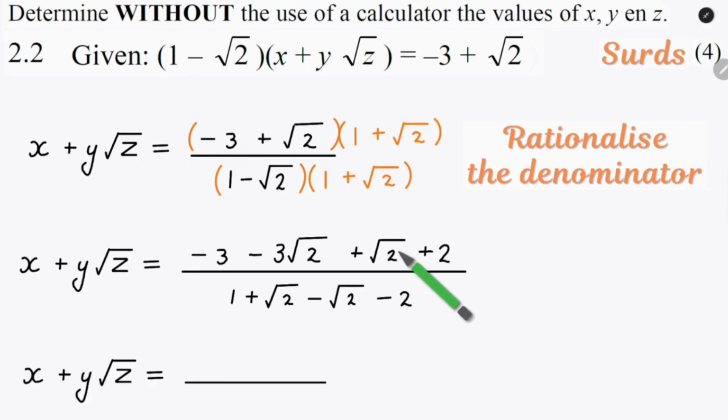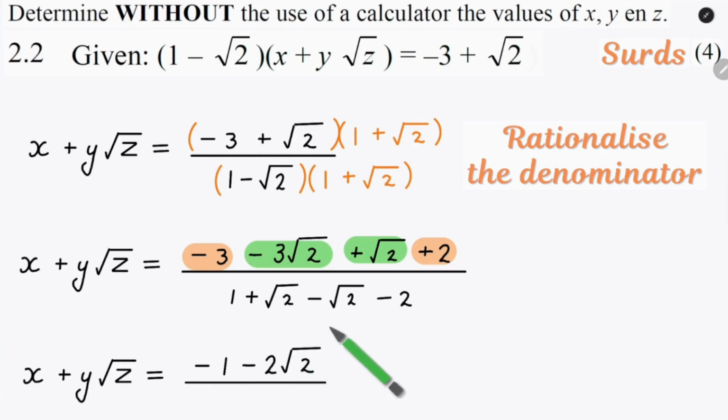So at the top, I see two like terms, that positive 2 and this negative 3. So minus 3 plus 2 will give me this minus 1 over here. And then I see a couple more like terms on the top. Both of these have a base of root 2. So minus 3 root 2 plus 1 root 2 will give me this minus 2 root 2. And then at the bottom, as we discussed in the previous step, these two guys are going to cancel. And then I've got like terms with that 1 and minus 2. 1 minus 2 will give me negative 1.